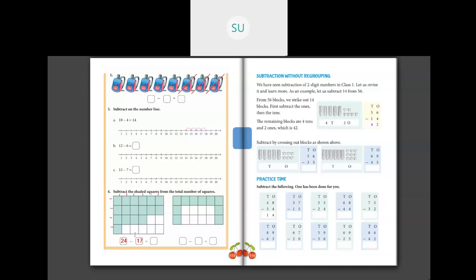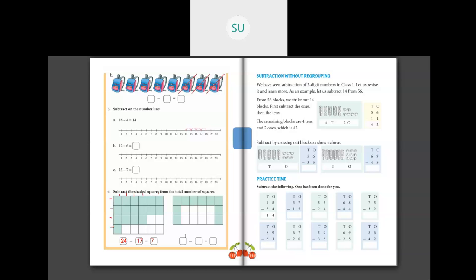So to find 24 minus 17, you will see how many squares are not shaded. So how many are not shaded? 1, 2, 3, 4, 5, 6, 7. So 7 are not shaded. Okay, so 24 minus 17 is equal to 7. So that is total squares minus shaded squares. You will get the squares which are unshaded.